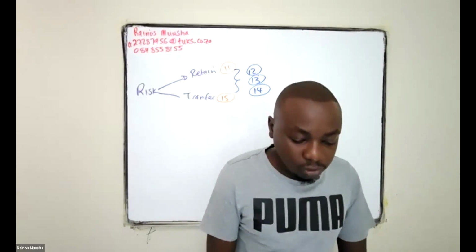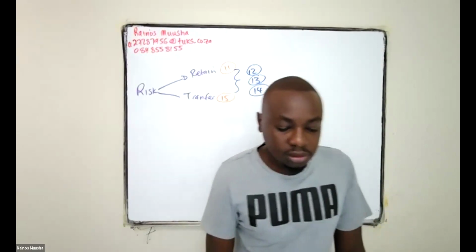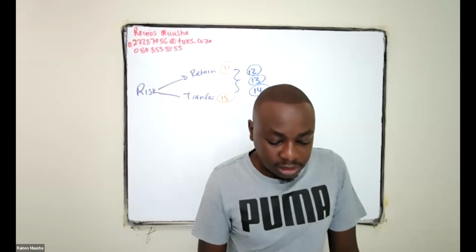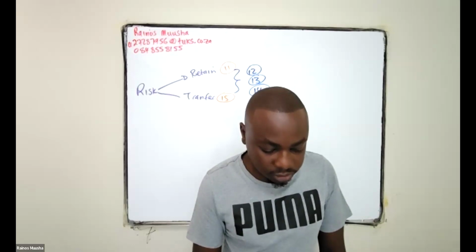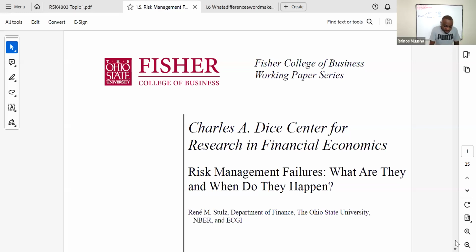All right. So moving on to study unit 1.5. Study unit 1.5 looks at risk management failures. What are they, and when do they happen as well?